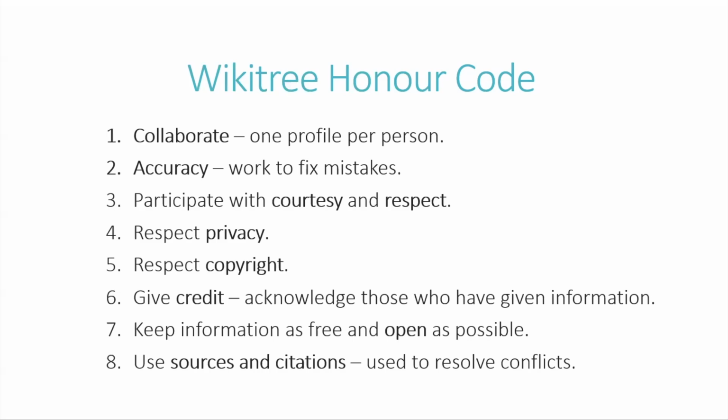And then last but definitely not least, at the heart of Wikitree is the use of sources and citations, and that is used to resolve conflicts. Because as I've said, because it's a single tree, it really needs to be managed well, and you can get conflicting information. But because it is based on actual sources of information, that is then used to try to come up with what is the most accurate information about the particular profiles and people in your family trees.